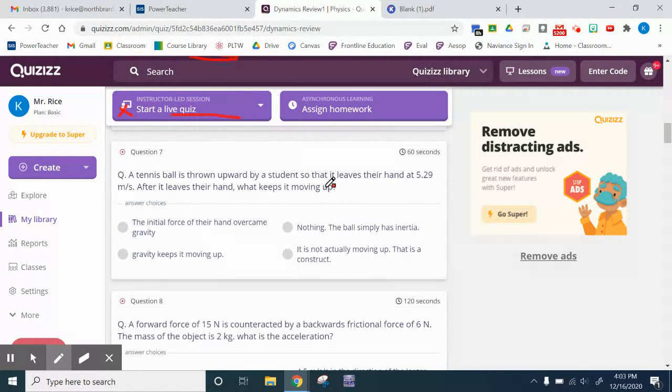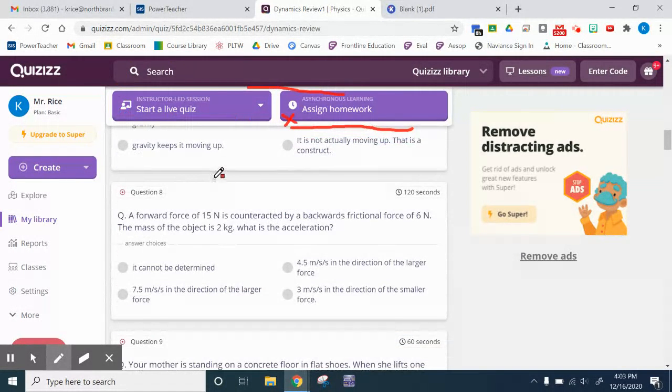A tennis ball is thrown upward by a student so that it leaves their hand at 5.29 meters per second. After it leaves their hand, what keeps it moving up? Nothing really. The ball has inertia, so it is in motion. It has a tendency to stay in motion. And in fact, the ball's slowing down because gravity would be pulling down on it.